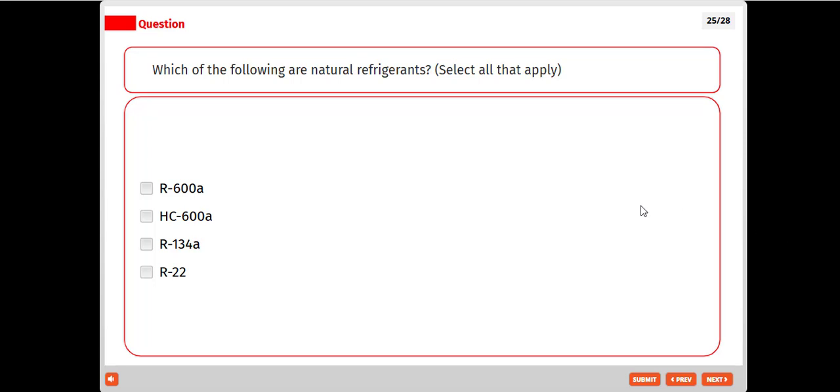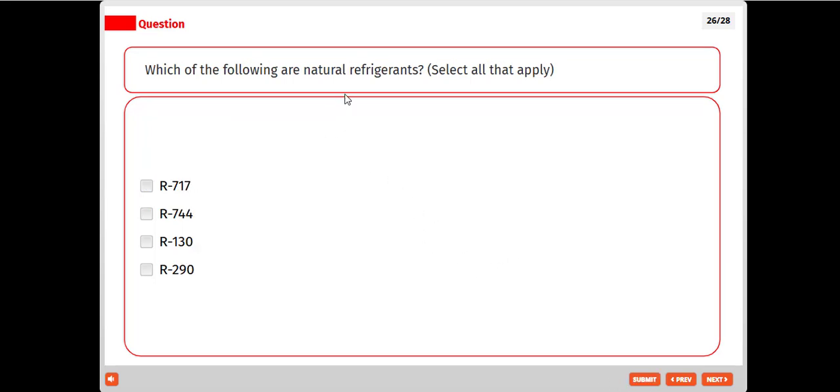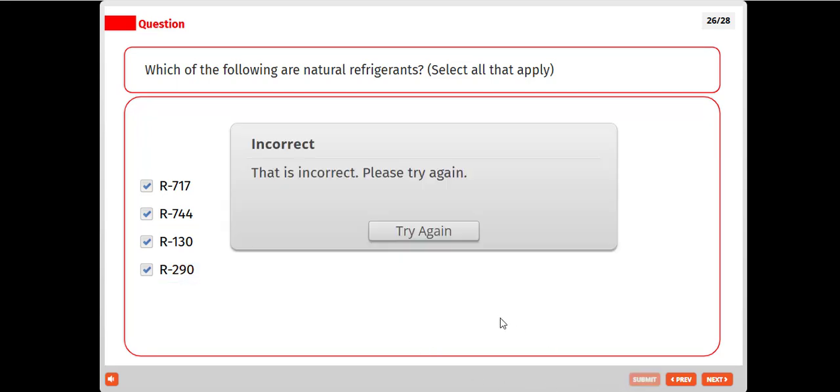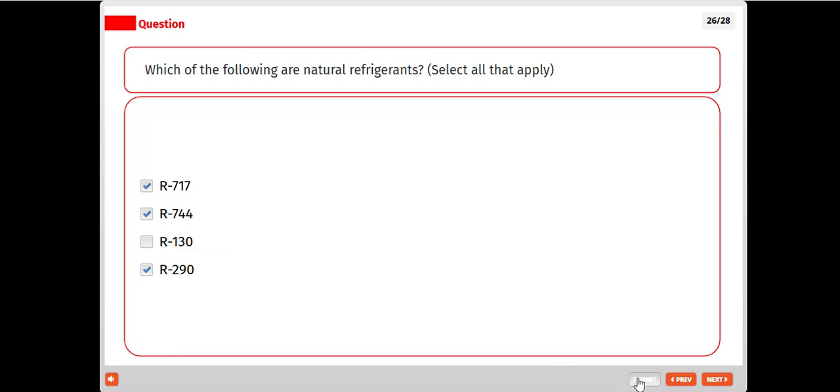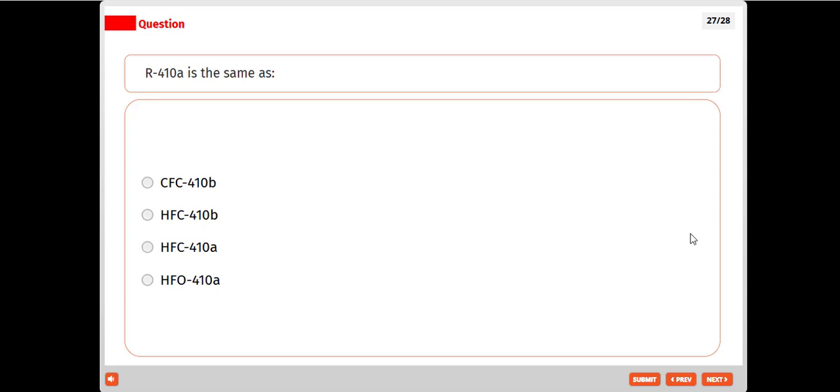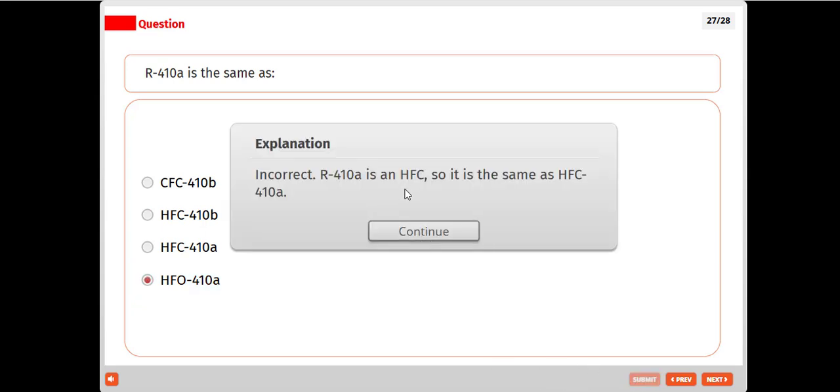Which of the following are natural refrigerants? R600A, yeah, and HC600A, I think, yeah. Which of the following is a natural refrigerant? R717 and R744, I think all. No, R290, R134A not. Yeah. R410A is the same as... I don't know this answer. R410A, I don't know. Yeah, it is an HFC. So the same like HFC 410A.